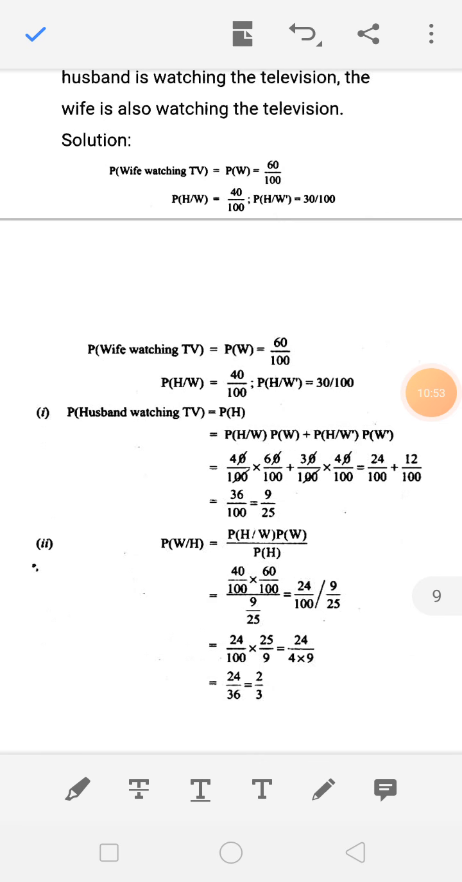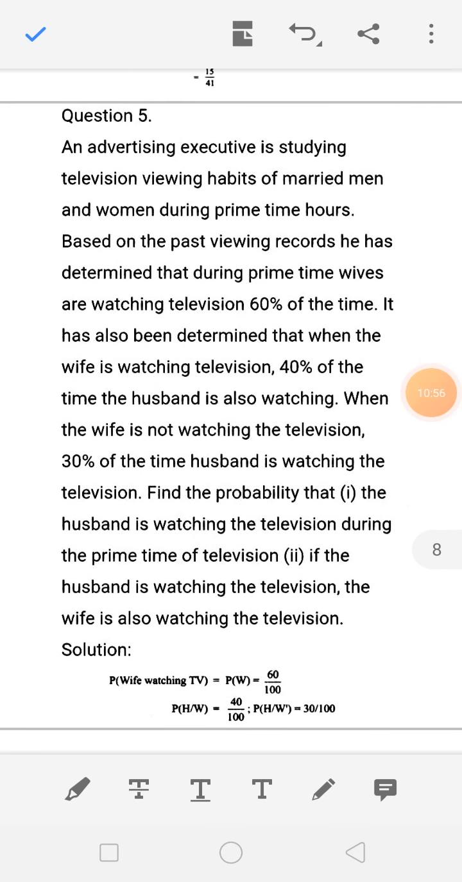Similarly, try the fifth one yourself, because it is a simple one. An advertising executive is studying television viewing habits of married men and women during prime time hours. Based on past viewing records, he has determined that during prime time wives are watching television 60% of the time. It has also been determined that when the wife is watching television, 40% of the time the husband is also watching. When the wife is not watching television, it is 30%. Find the probability that the husband is watching television during prime time.